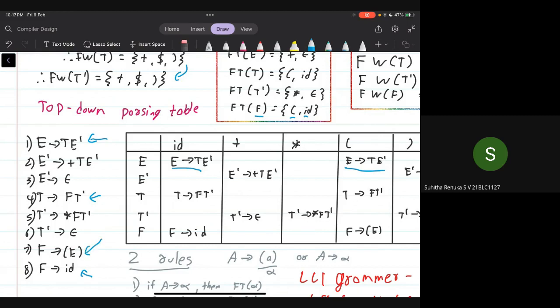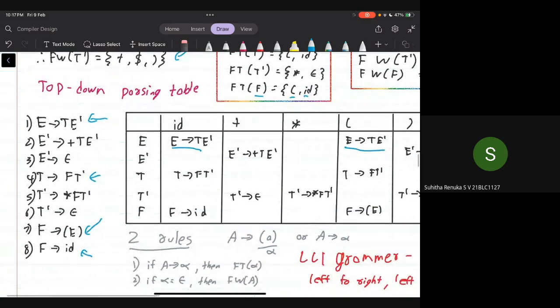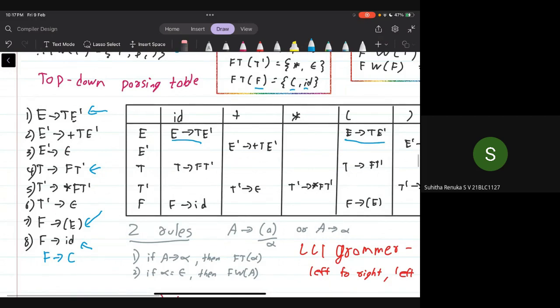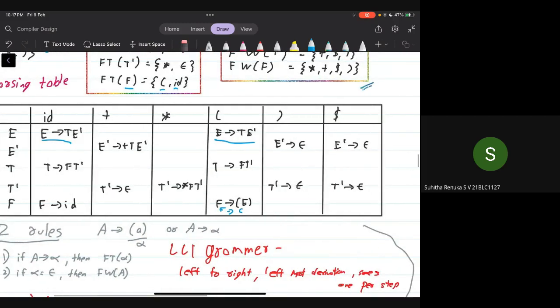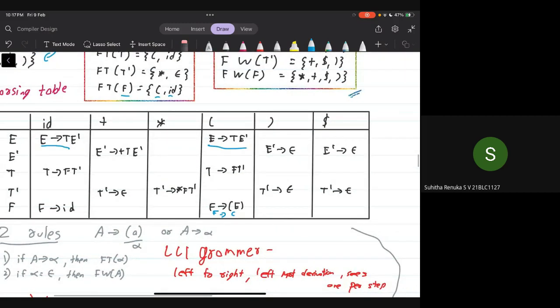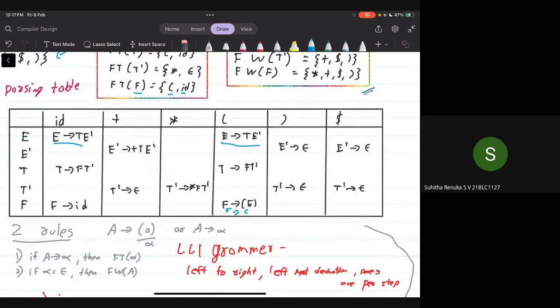But in case, for example, there was one more rule saying F goes to opening bracket only, so you'll write it here. But since it is coming here, that means this table is not correct. You have to write that this grammar is not LL1 grammar.